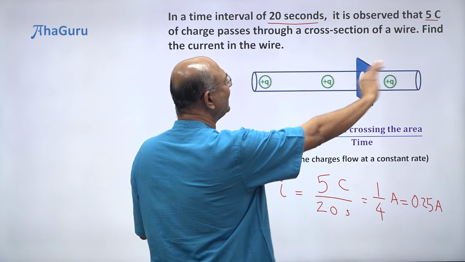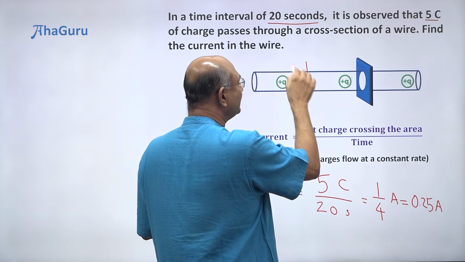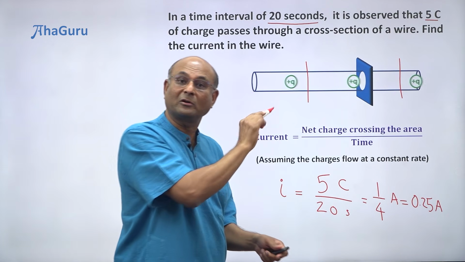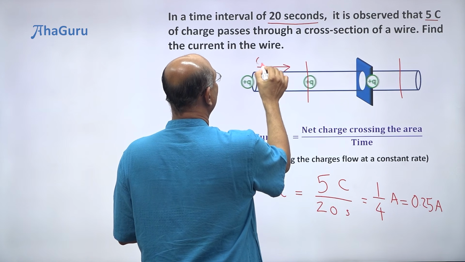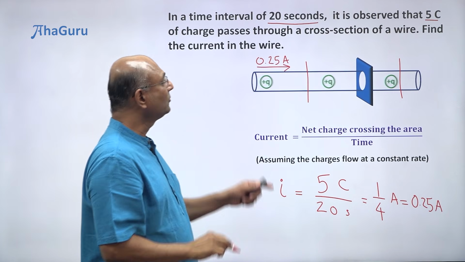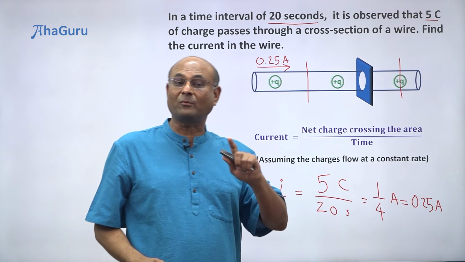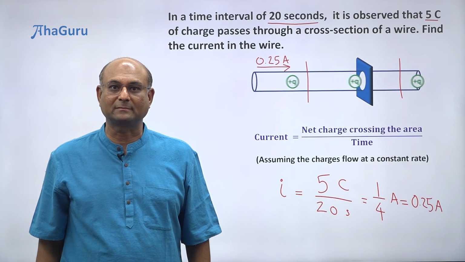But throughout the wire, it is the same. You could have picked that cross section, you could have picked this cross section. Whichever cross section you pick, same amount of current will be flowing. So the current in the wire or flowing through the wire is 0.25 amperes. You can say current flowing through the cross section of the wire or current flowing in the wire is 0.25 amperes.